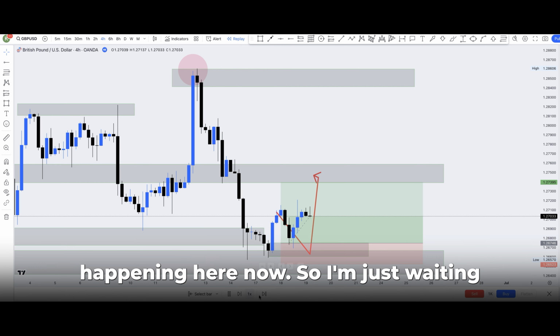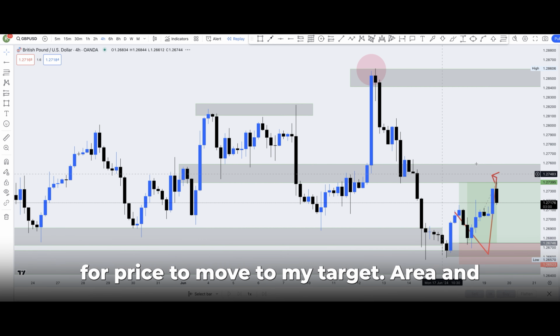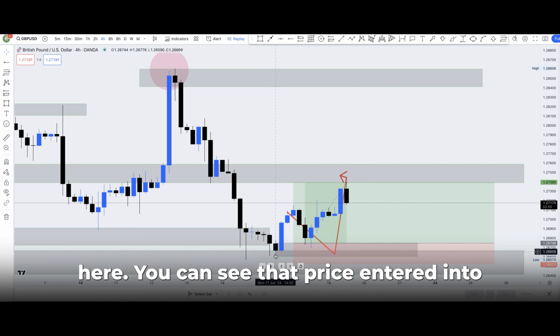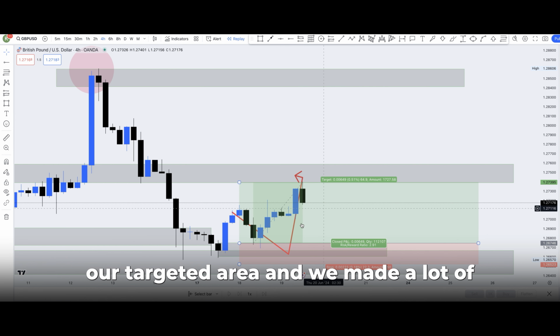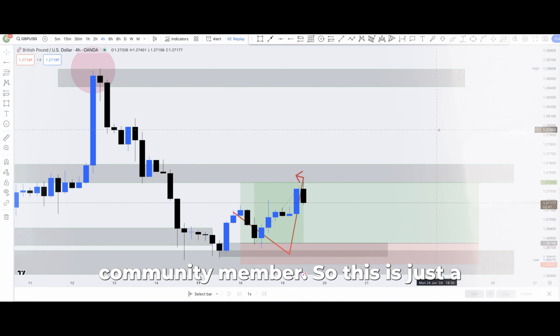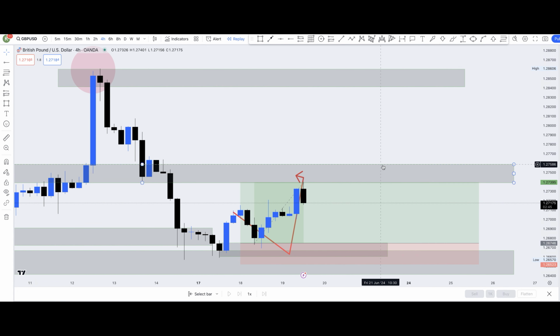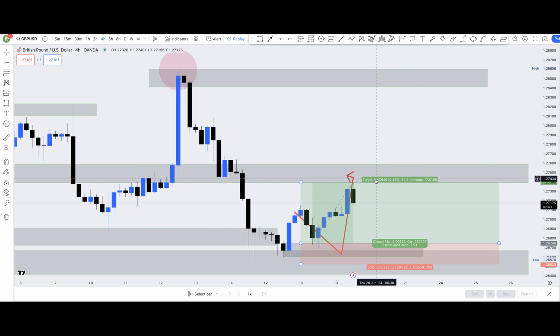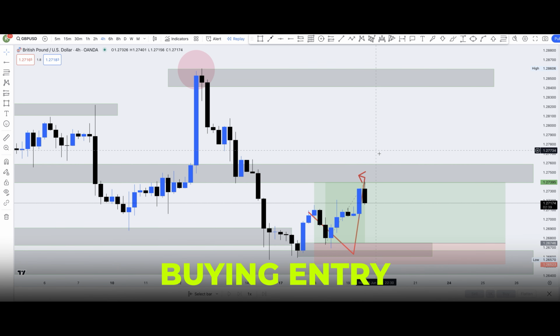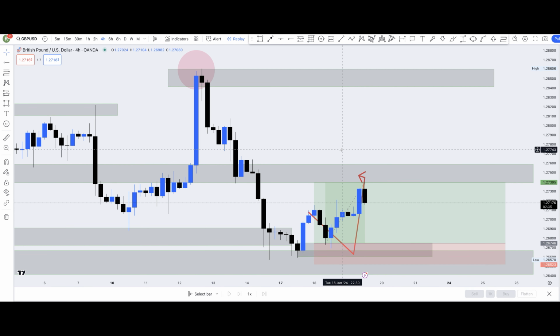You see what is happening here now. So I'm just waiting for price to move to my target area, and so you see what's just happening here. You can see that price entered into our targeted area and we made a lot of money. I made a lot of money with my community members. So this is just a simple way I took a buy entry on pound USD, which I made money from.